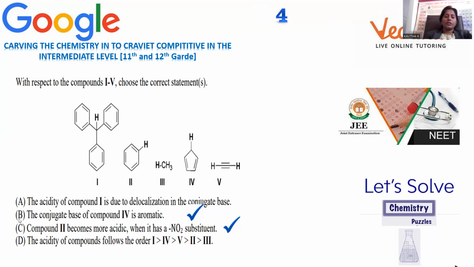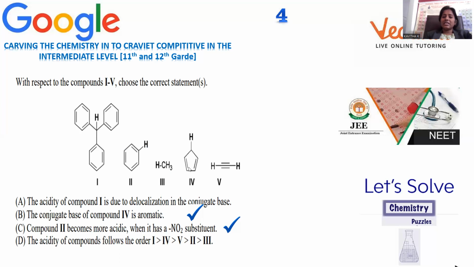So move on to option B. The conjugate base of compound 4 is aromatic. The compulsory conditions for aromatic nature are that Huckel's rule must be satisfied, all the carbons are planar in nature, and the compound must be cyclic in nature. Few criteria will be there in order to call the compound aromatic.